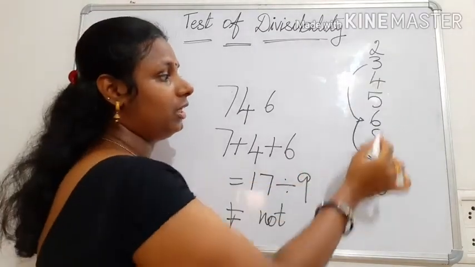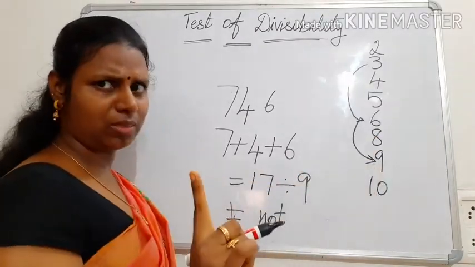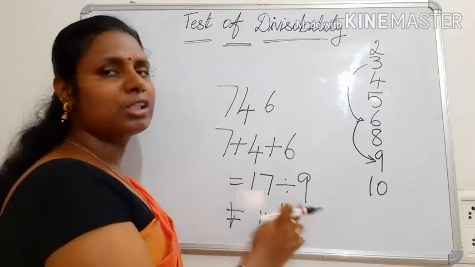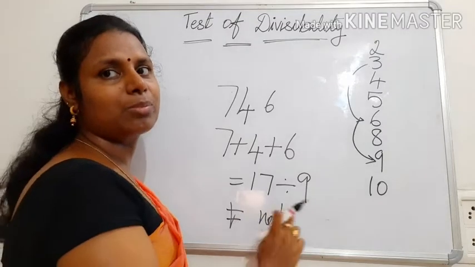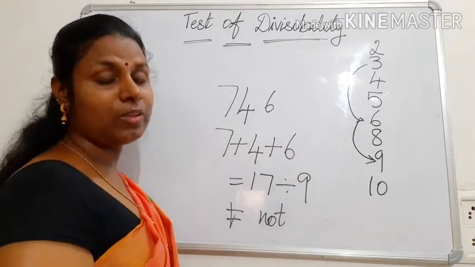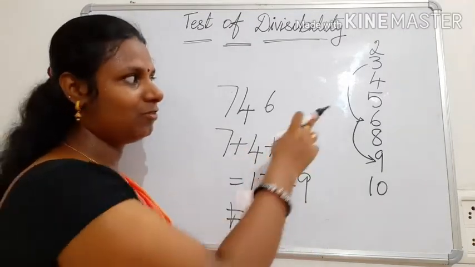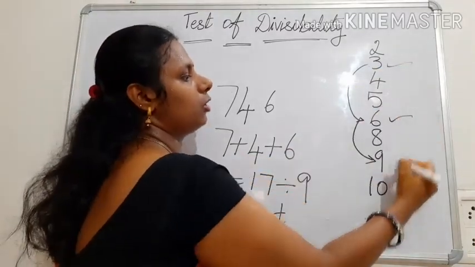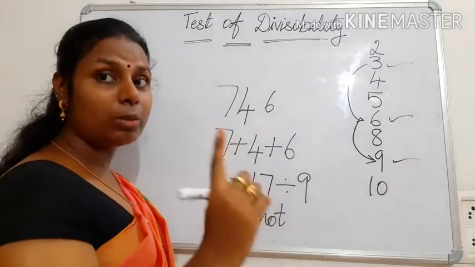Okay, and for 3 and 9 the same method. Only, for 3 the sum must be divided by 3. Here the sum must be divided by 9. Okay, then what about 6? I said for these three numbers you are going to follow the same method. What about 6?